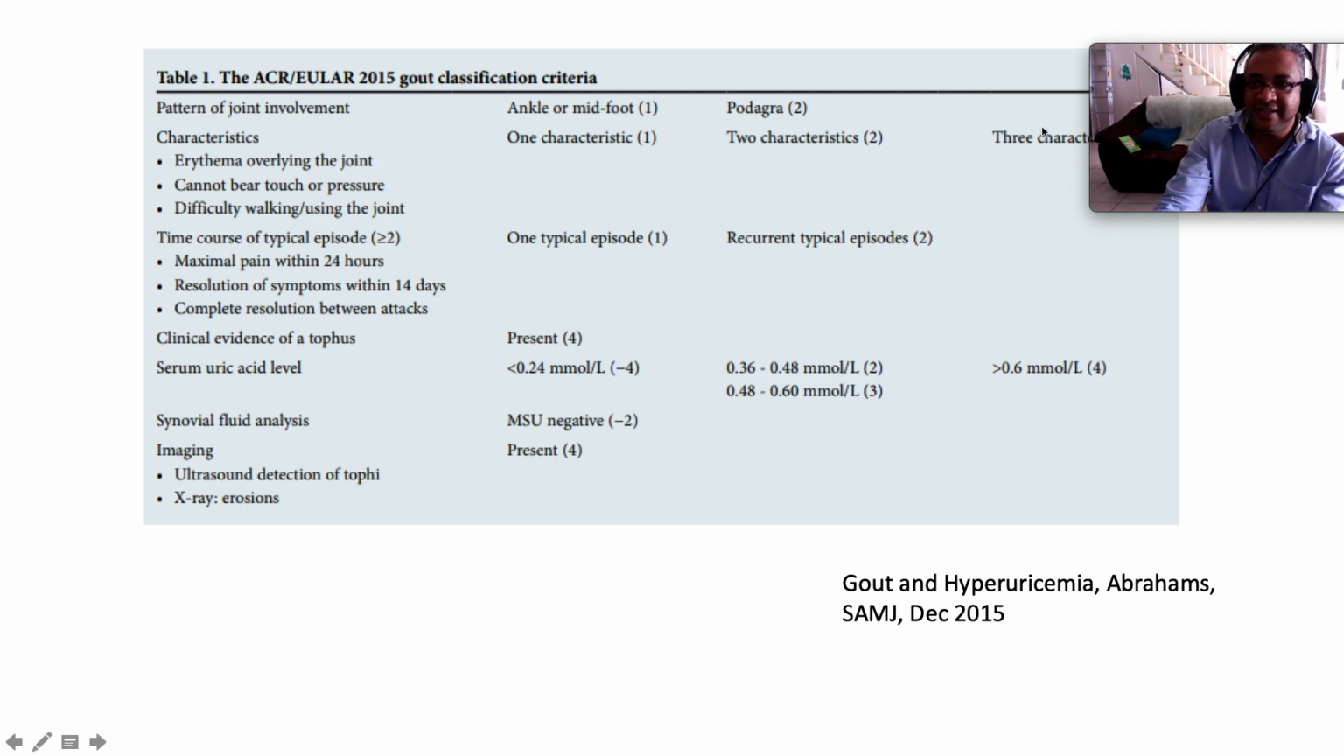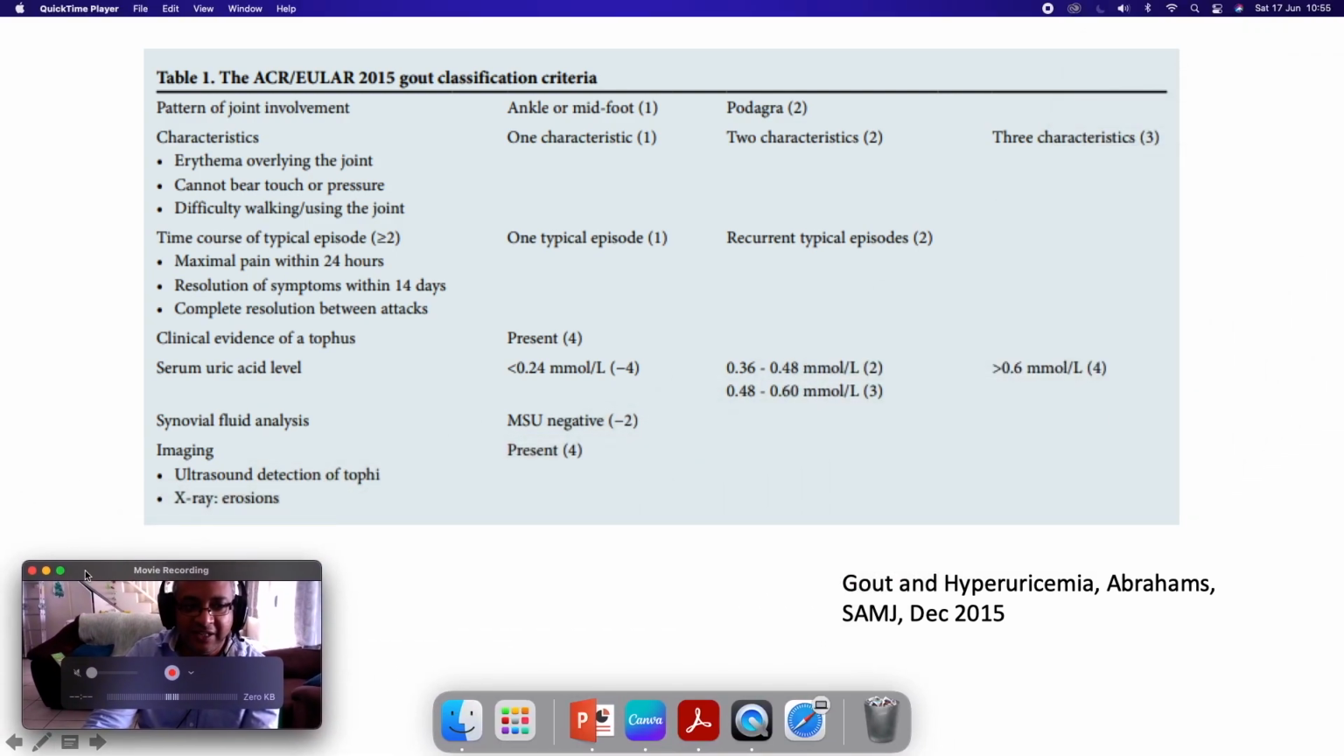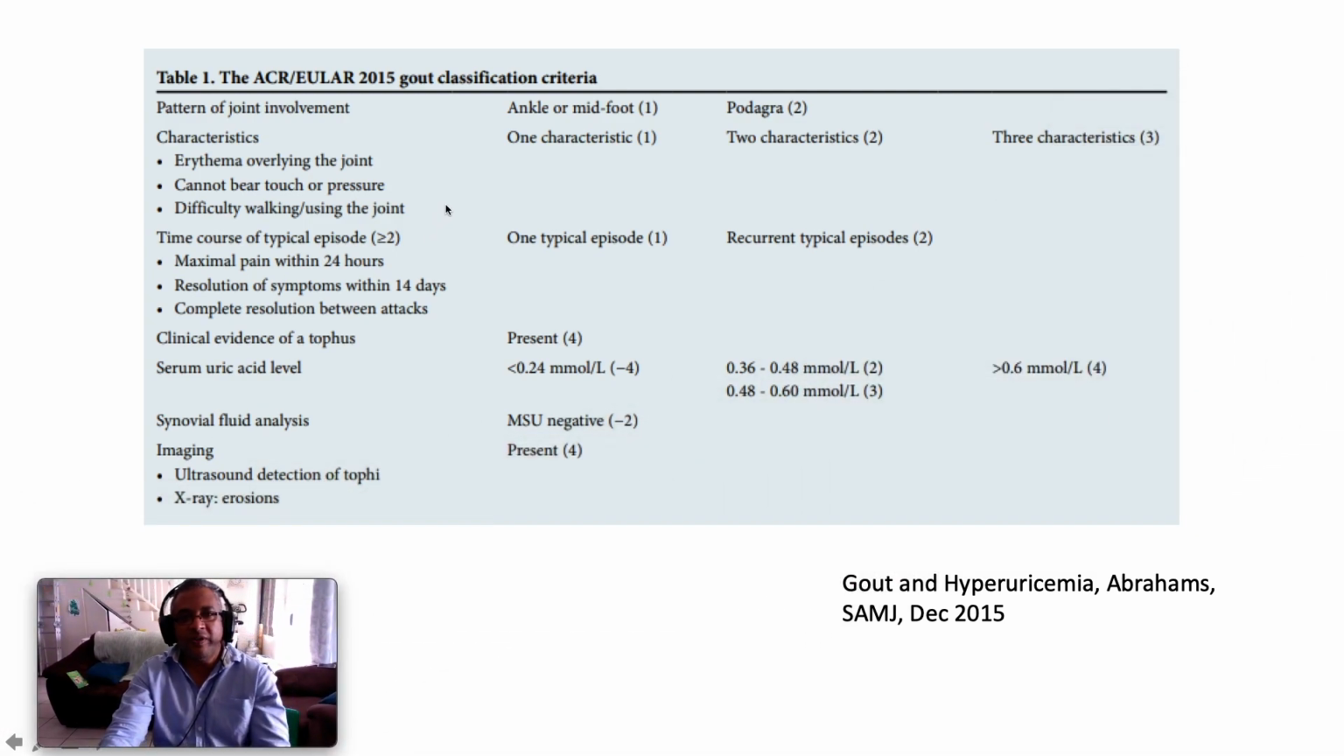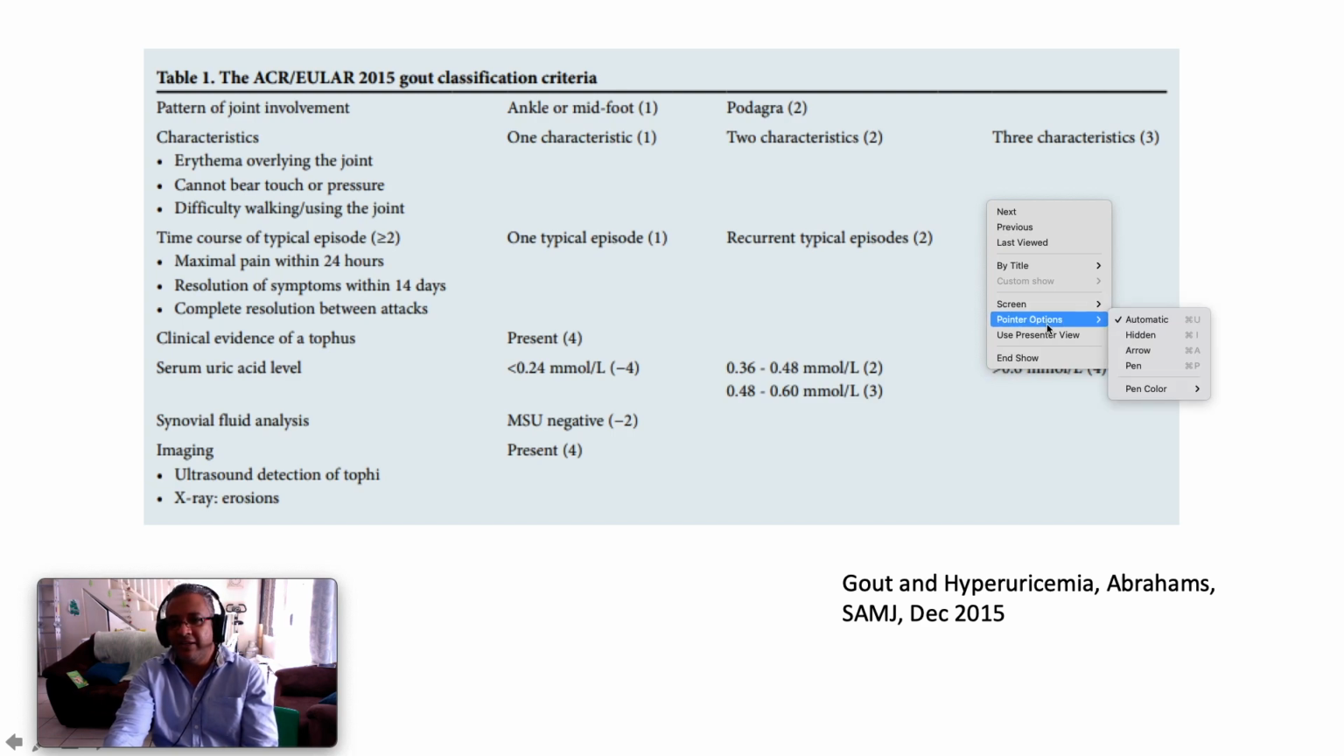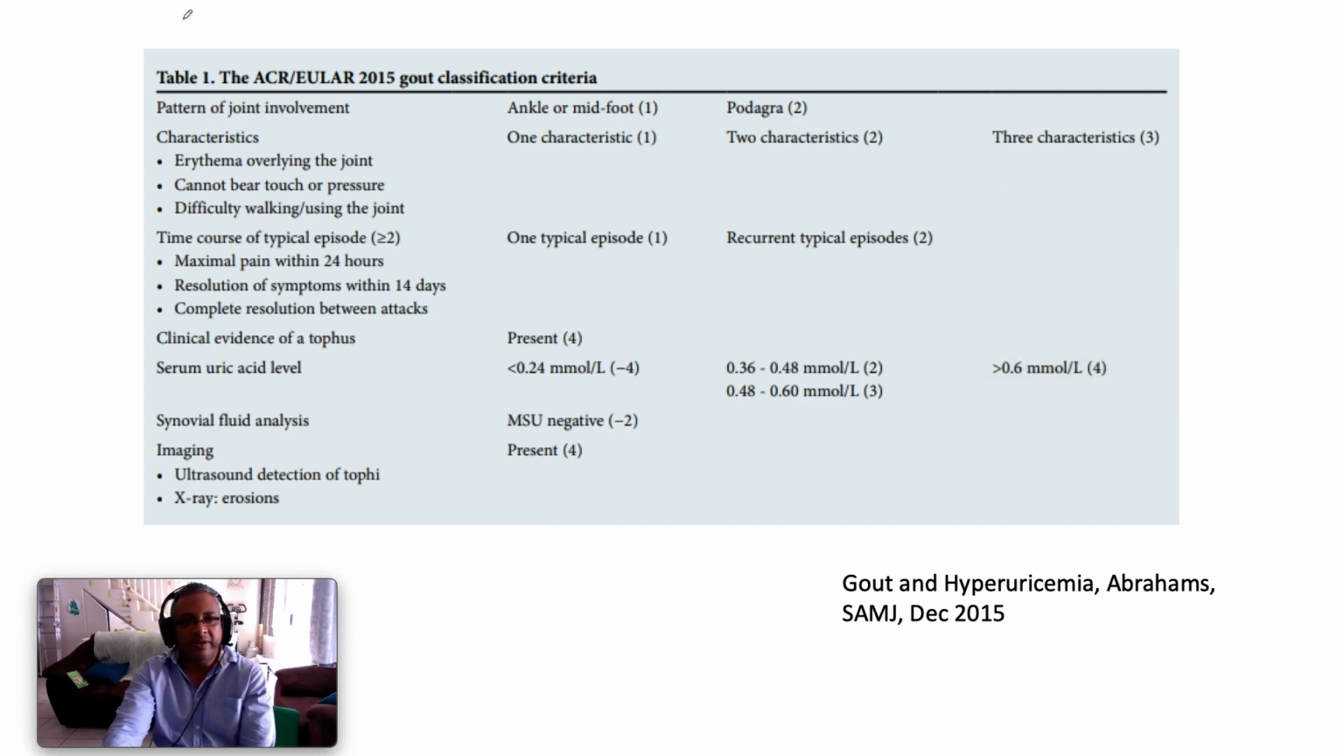Okay, guys, this is the ACR-EULAR 2015 diagnostic criteria for gout. So let's just get my pointer in there so we can talk business. Okay, we look at the pattern of joint involvement. It's usually the ankle or midfoot. You get 1 point for that, and podagra, you get 2 points. Then you look at the characteristics, right? Erythema overlying the joint, cannot bear touch or pressure, difficulty walking or using the joint. If you have one characteristic, you score 1, 2, you score 2, 3, you score 3, right?